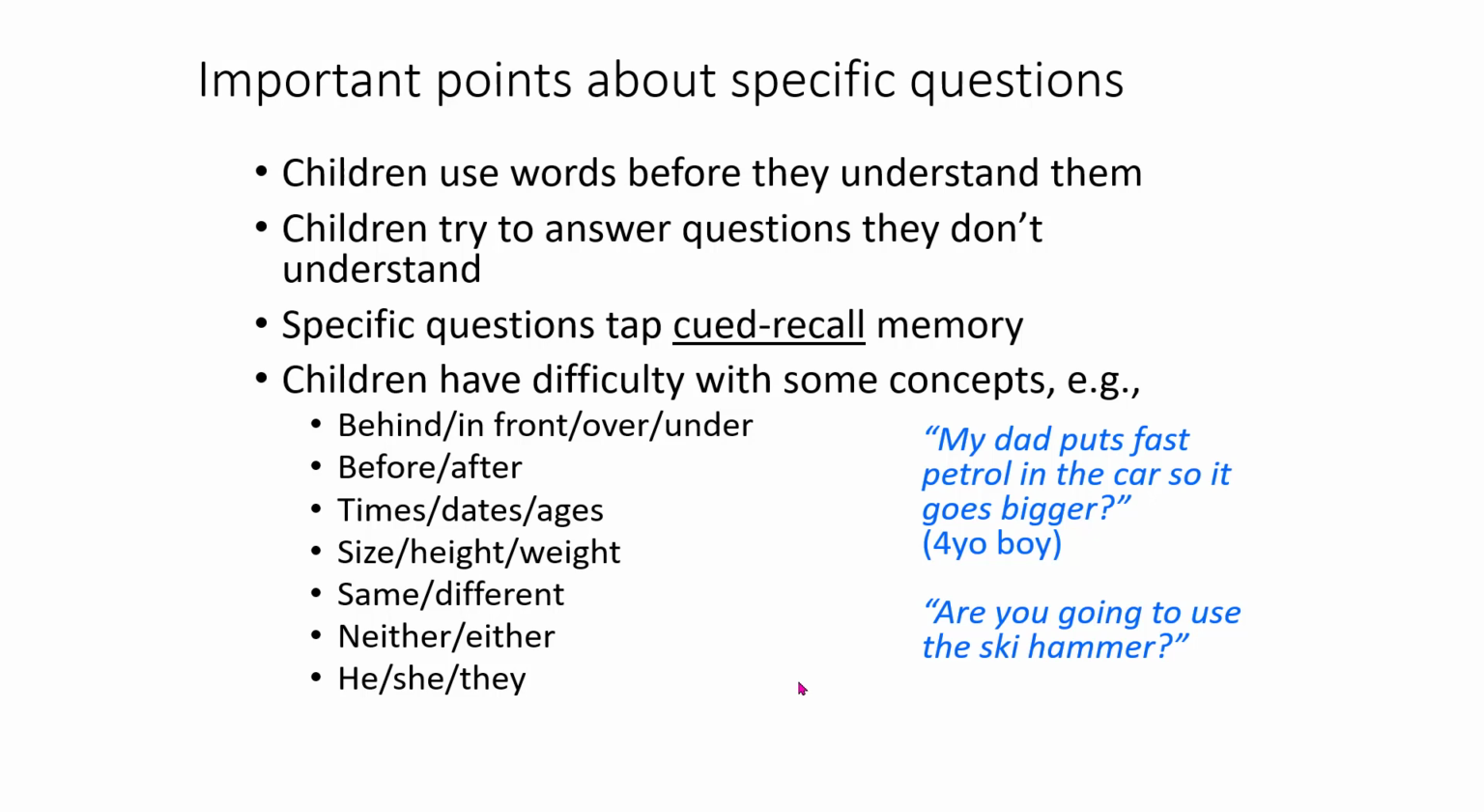So another example of children playing loose and fast with words. My dad puts fast petrol in the car so it goes bigger. Right, there's something not quite right about that sentence, but you can see if you're a 4-year-old and you're trying to communicate to a grown-up, you're going to choose words that are available or that sort of convey the impression that you want to give. And so we know that a car doesn't go bigger if you put fast petrol. It'll go faster, but I sort of understand what the child's trying to say there, but we still need to be careful.